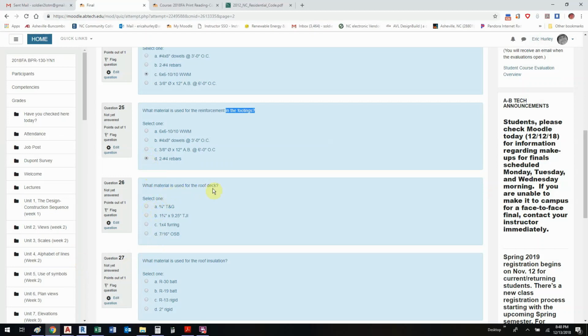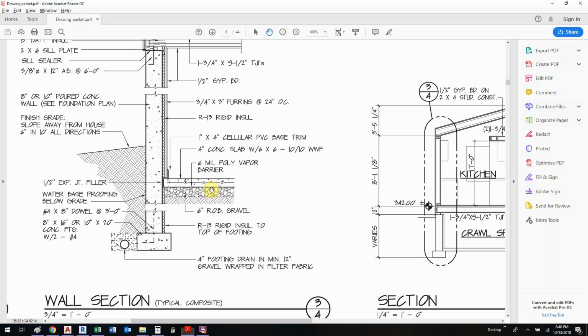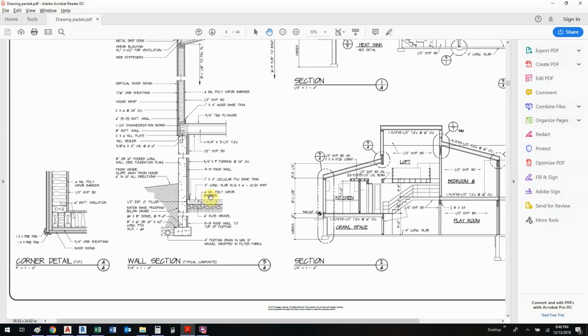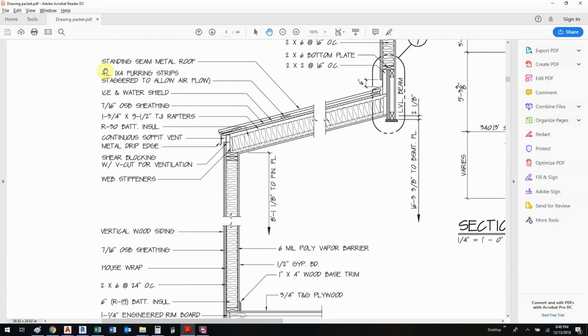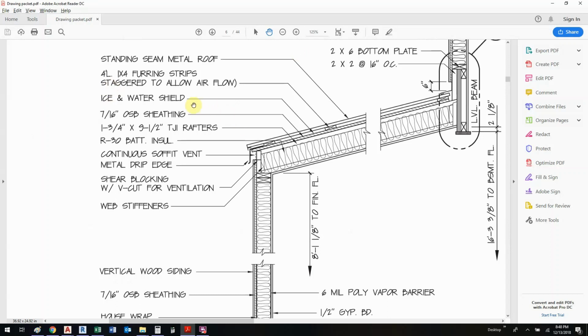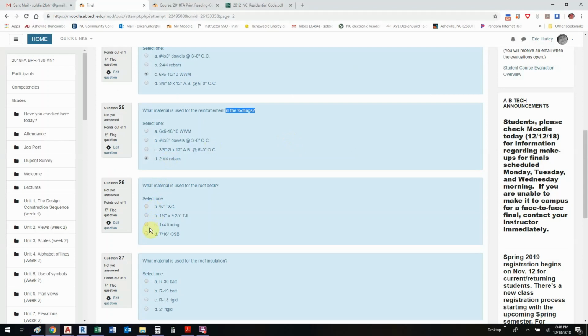What material is used for the roof deck? All right, so the roof deck is here, we have the standing seam metal. We have an ice shield, and then we have 7/16 OSB sheathing there. So that would be 7/16 OSB. That would be the roof deck.